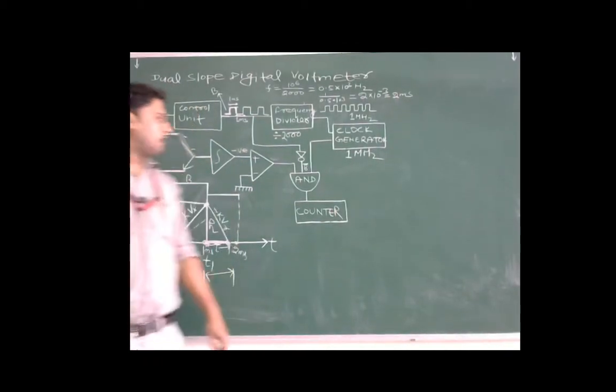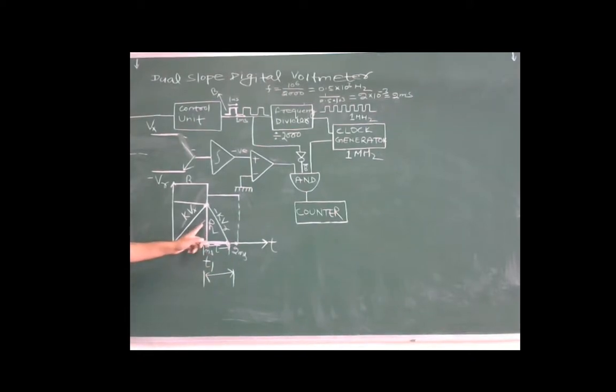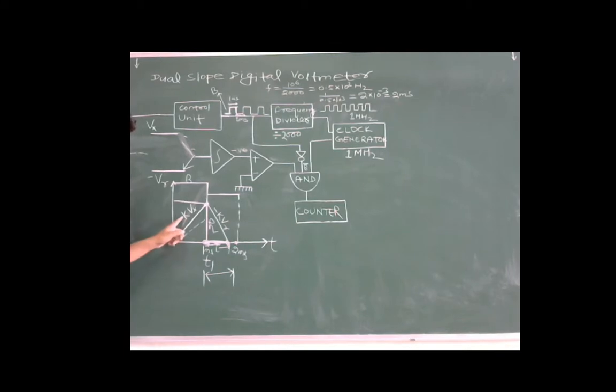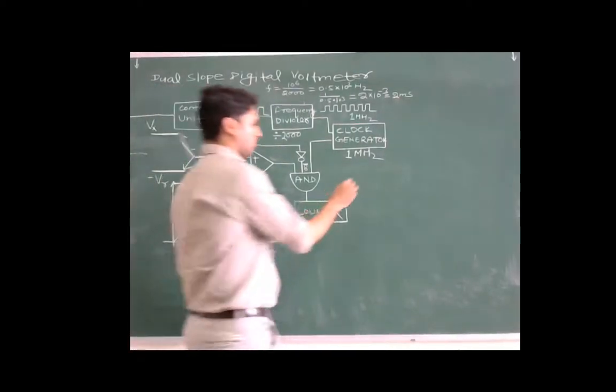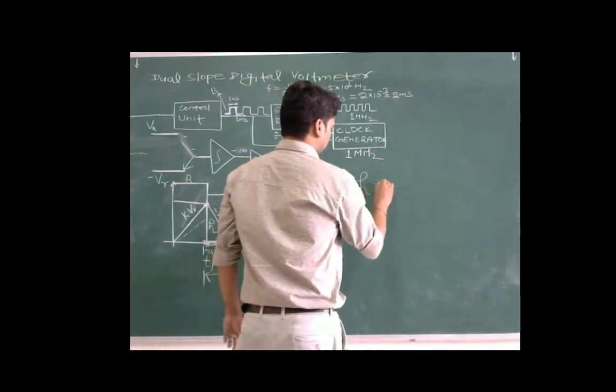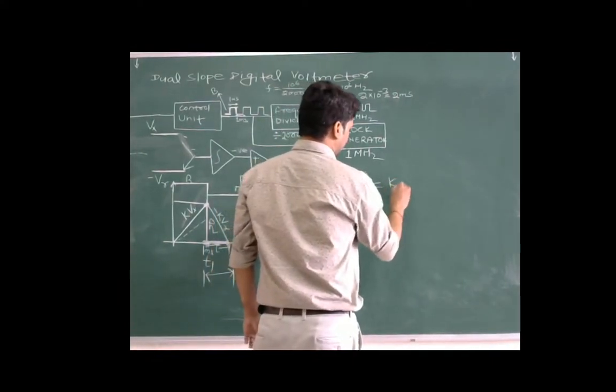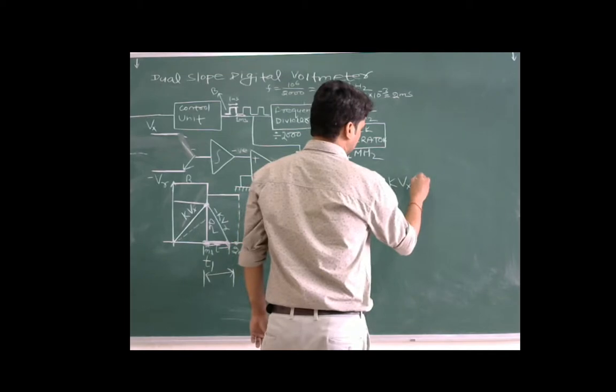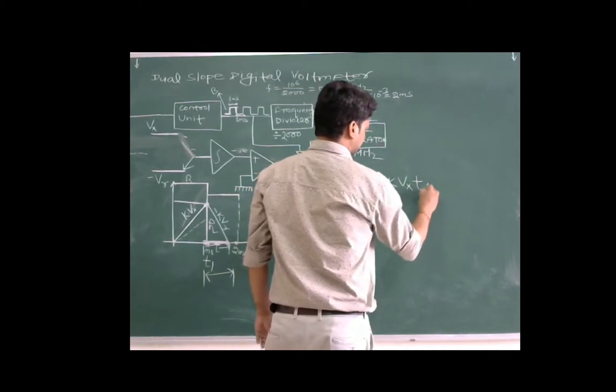Once we can calculate this height by using this information given here, the rate of rise of this signal is kVx. It is rising till how much time? It is rising till T1. Because it is rising till T1 and the rate of rise is k into Vx, this height h will be equal to k into Vx into T1.